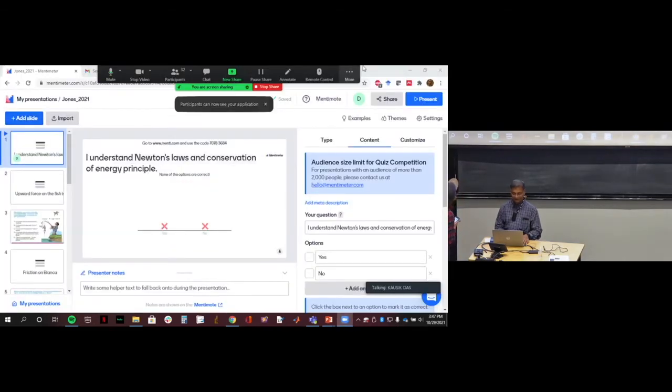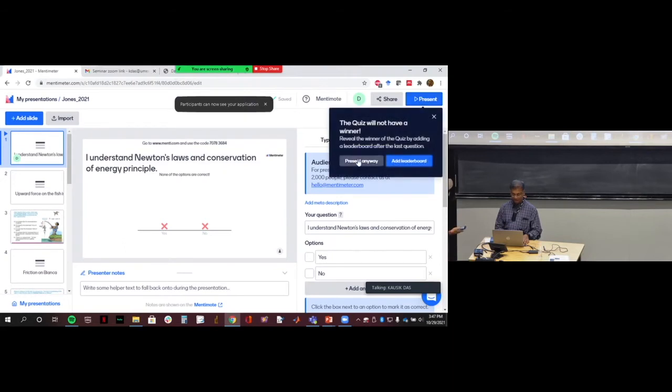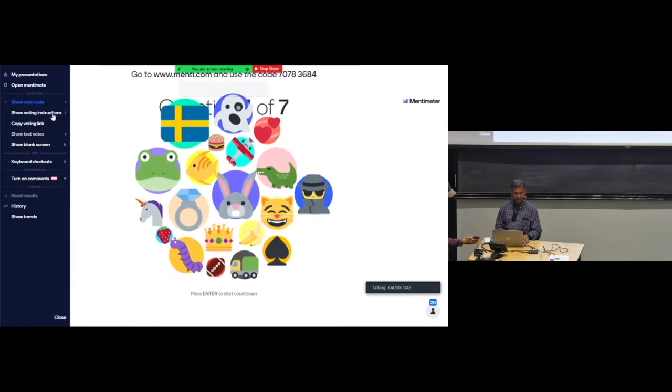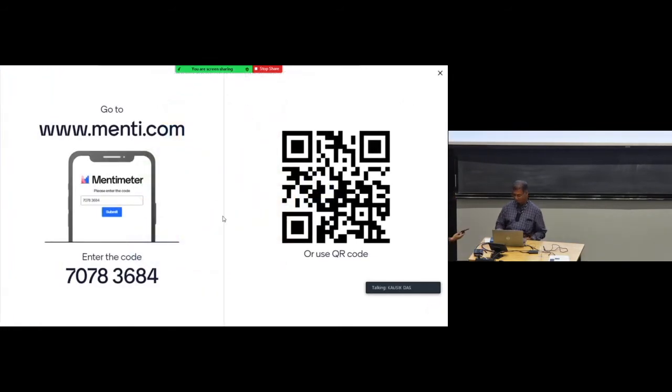Okay, so now I'll show you again the code. Don't worry. Show voting instruction. Here you go. The quiz has not started yet, so I'm able to enter my name. You can use any name. You don't have to use your real name. Don't worry about the names. Nobody would know who is giving the correct answer or the wrong answer. So I would like everyone to participate, and we'll just do a survey. Okay?